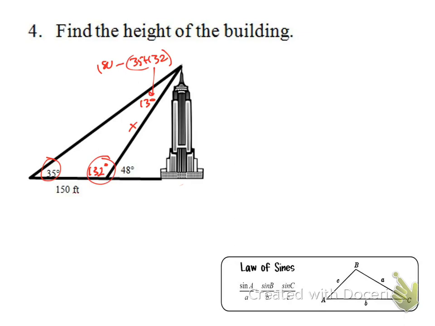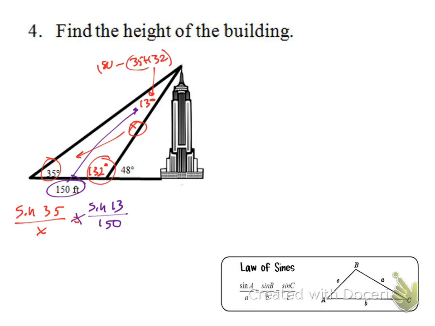Well, I'm still looking for this side. So I'm looking for the side opposite the 35 degrees. So if I go sine of 35 over x, that has to be equal to, well, I know this side length, and I know its opposite angle. So I can go sine of 13 over 150.